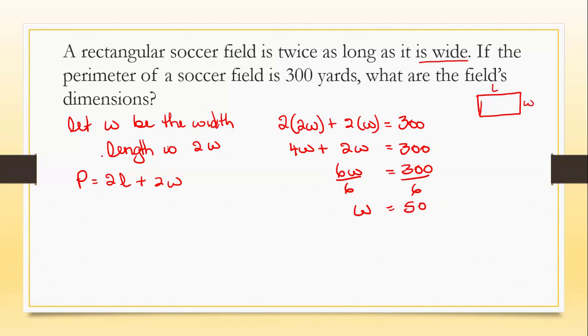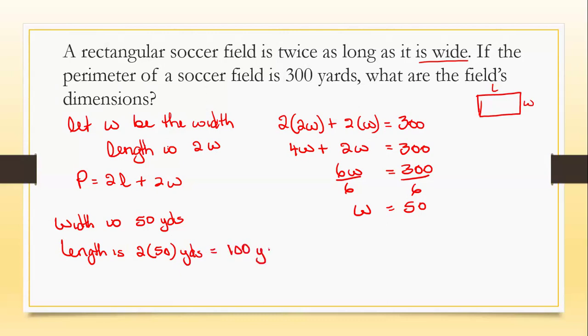So we want the dimensions. So the width is 50 yards. And the length is 2 times W, which is 2 times 50, which is equal to 100 yards. So our dimensions, 50 by 100.